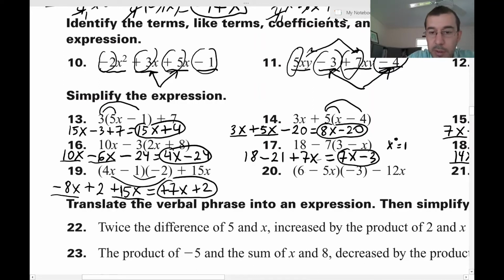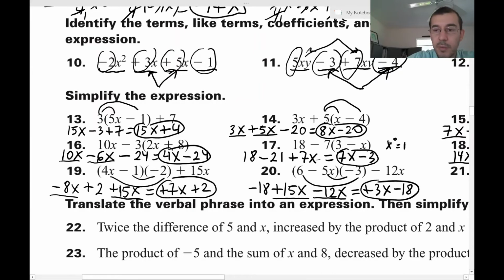Okay, 20. We're applying the distributive property. 6 times minus 3 is minus 18. Minus 5x times minus 3 is plus 5 times 3, which is 15x. And then minus 12x. Like terms, 15x and minus 12x, have opposite signs. So 15 is greater, so plus. 15 minus 12 is 3x, plus 3x, and then minus 18. And 21.